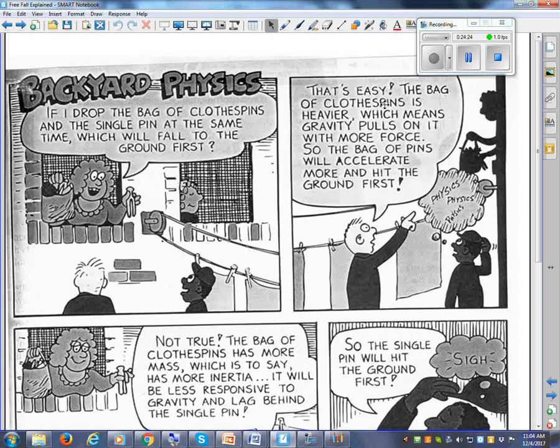The bag of clothespins is heavier, which means gravity pulls on it with more force. Is that true? Is the bag of clothespins heavier than a single clothespin? Well, that part is true. Does that mean that gravity pulls on it with more force? Yes. More gravity, more force. So the bag of pins will accelerate more and hit the ground first. Is that part true? Well, let's say question mark.